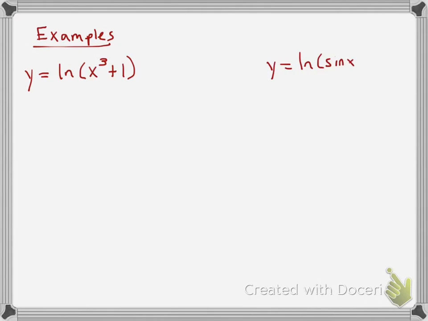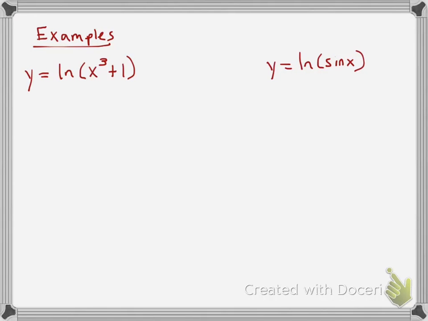All right, next part, some examples. I'm going to start out with this function, and we're going to start with the natural log function. My inside function now becomes x cubed plus 1. This is where the chain rule is going to come into play. Another example is going to be the natural log of sine of x. So once again, it's changed. It's not x. It's a new function. It's the sine of x. So this is going to have to once again be chain rule.